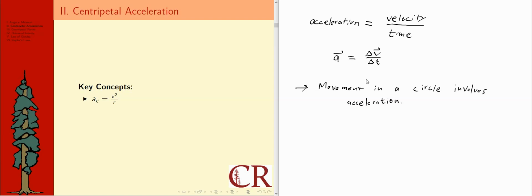So what that means is when something is moving in a circle, it's going to involve acceleration. So in that sense, I think these first two statements kind of imply this last statement here about motion in a circle involving acceleration. Specifically, the kind of acceleration is called centripetal acceleration. The word centripetal means towards the center, and we will find out that that has something to do with the direction of the centripetal acceleration.